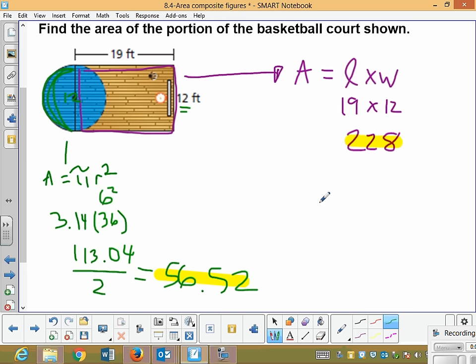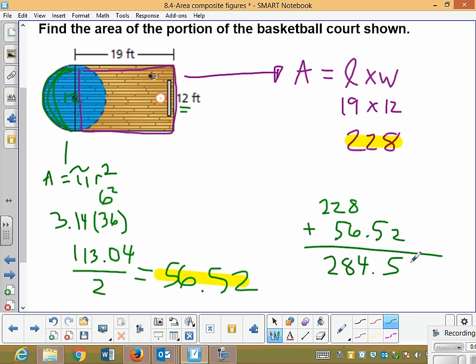I have here 228 plus 56.52, and that's going to give me my final composite area. So that's going to be a total of 284.52. So that would be my final answer for the composite figure. So again, today's lesson is quite easy if you remember how to figure out the area of each shape.